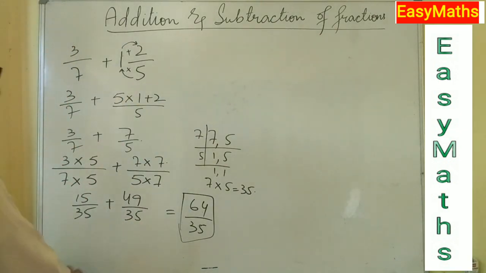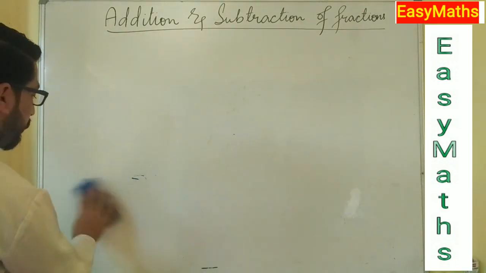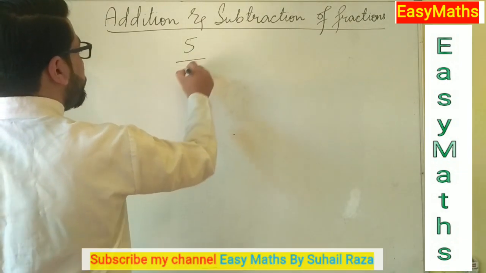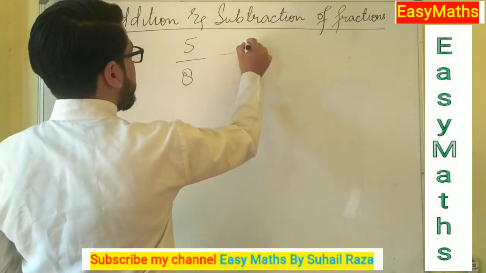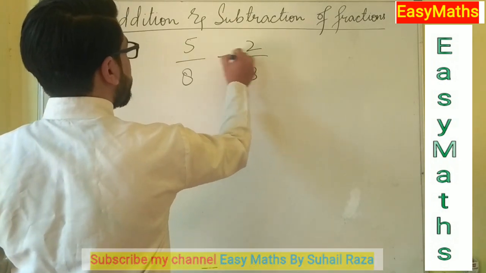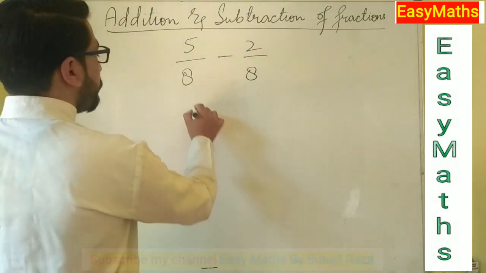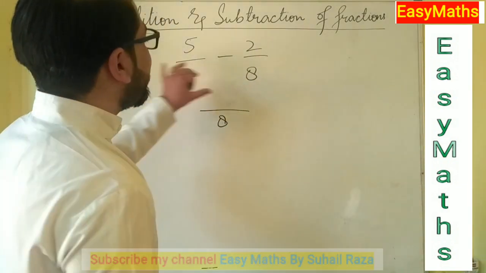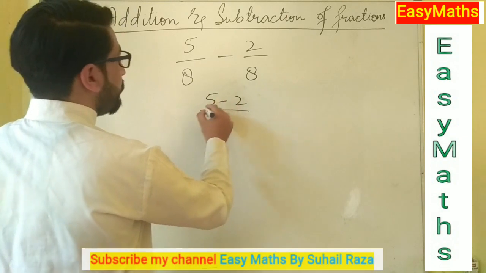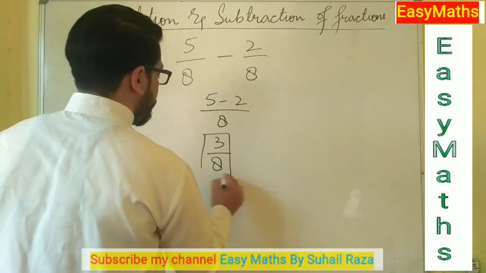So this was how we add fractions. Now students, moving to subtraction of fractions as well. Suppose we have 5 by 8 subtracting 2 by 8. So students, here is the same case when fractions are like. Here fractions are like, so we are going to do nothing with the denominators, we will subtract the numerators. So 5 minus 2 is 3 and the denominator is 8. So our answer is 3 by 8.